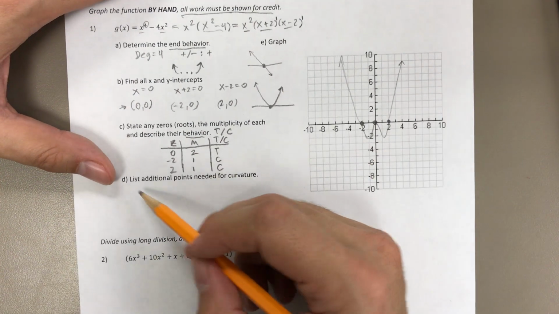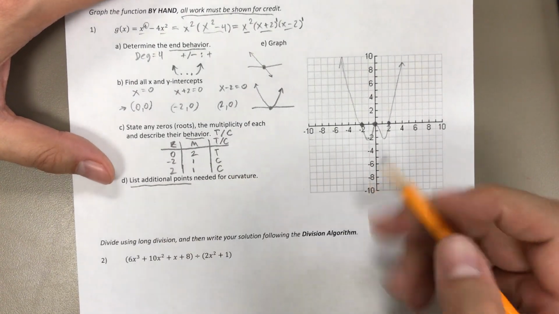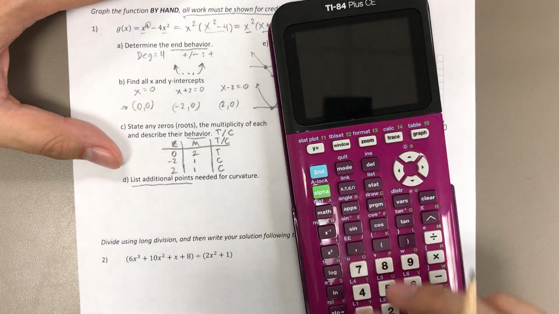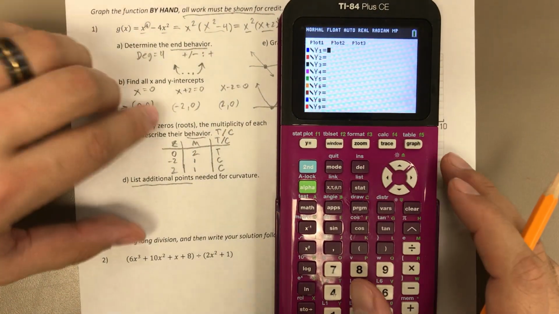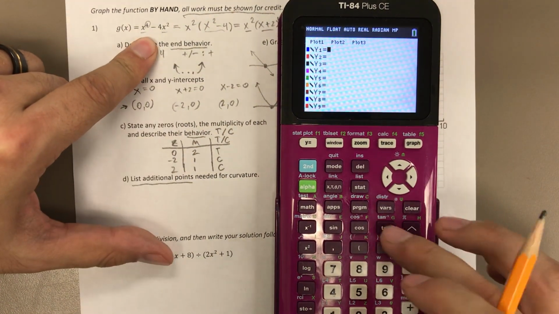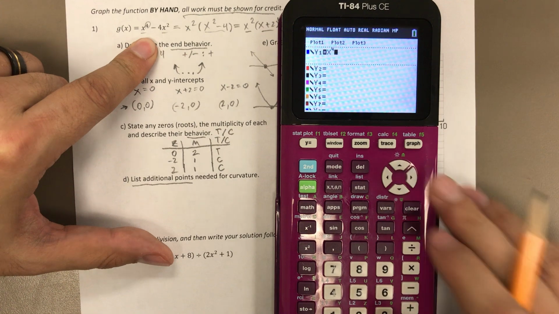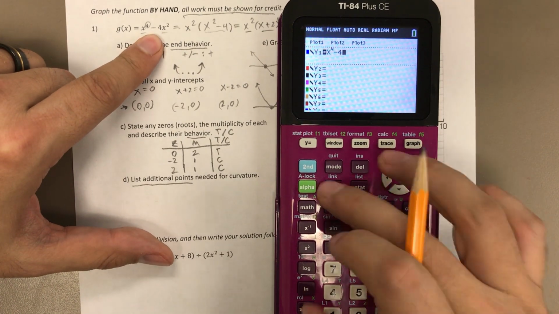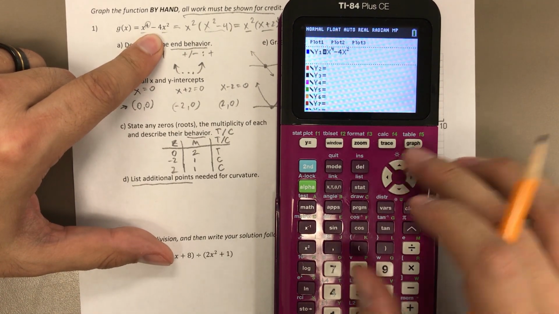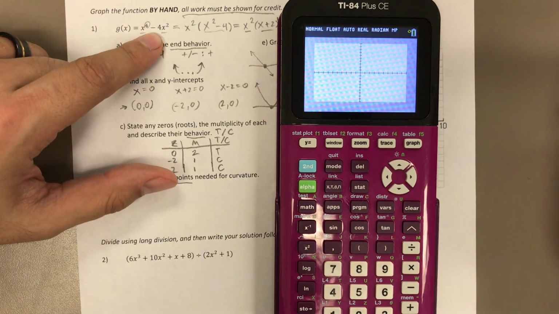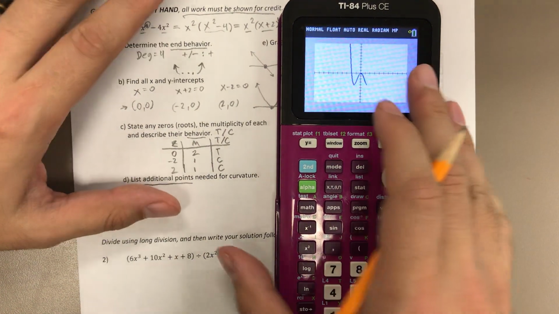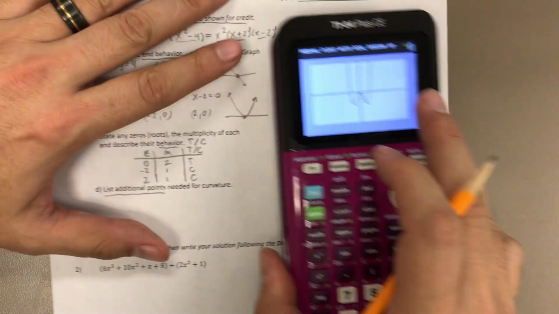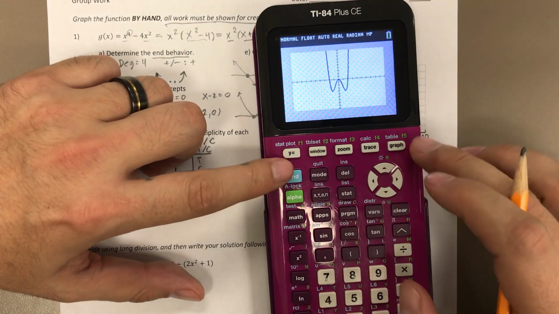Let's get a little bit more accurate with our graph by finding a couple of additional points. For this, you can just use your calculator and in particular the table. So I'm going to type in the expression that I have, x to the fourth power minus 4x to the second power, and then graph it. There's the graph for it. It already looks really close to the graph that we have. Let's get a little more accurate from the table values.